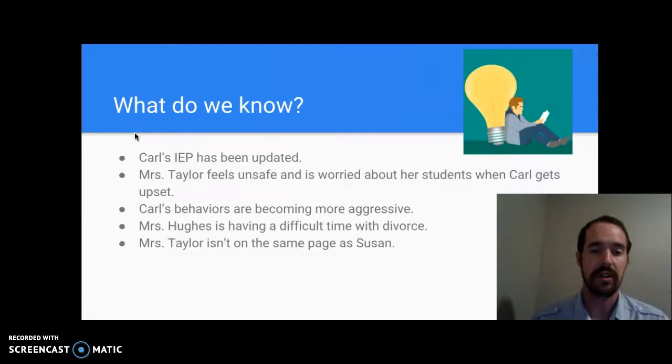Mrs. Taylor, his home teacher, feels unsafe and is worried about her students when Carl gets upset. Carl's behaviors are becoming more aggressive. Mrs. Hughes, Carl's mom, is having a difficult time with the divorce, and Mrs. Taylor isn't on the same page as Susan, the new SPED teacher.